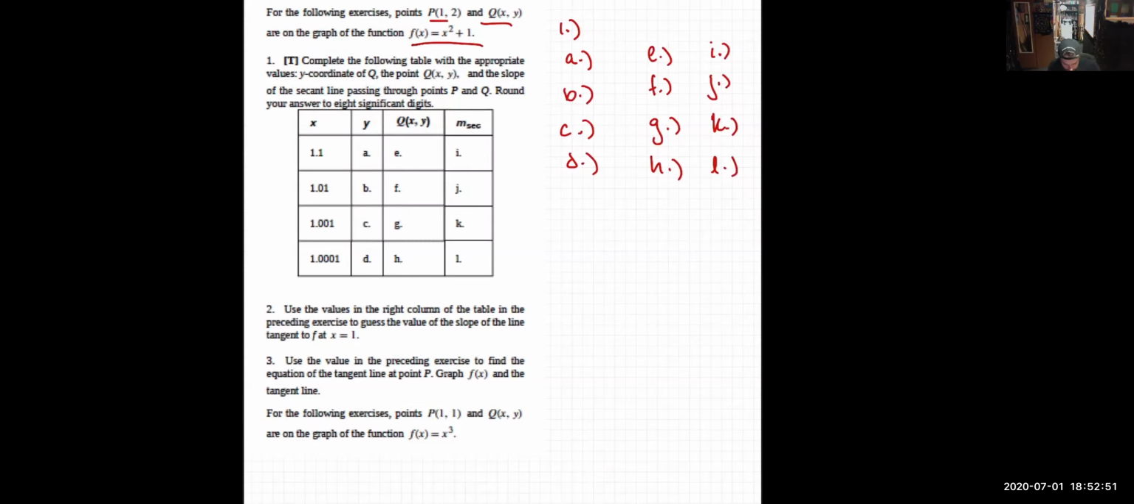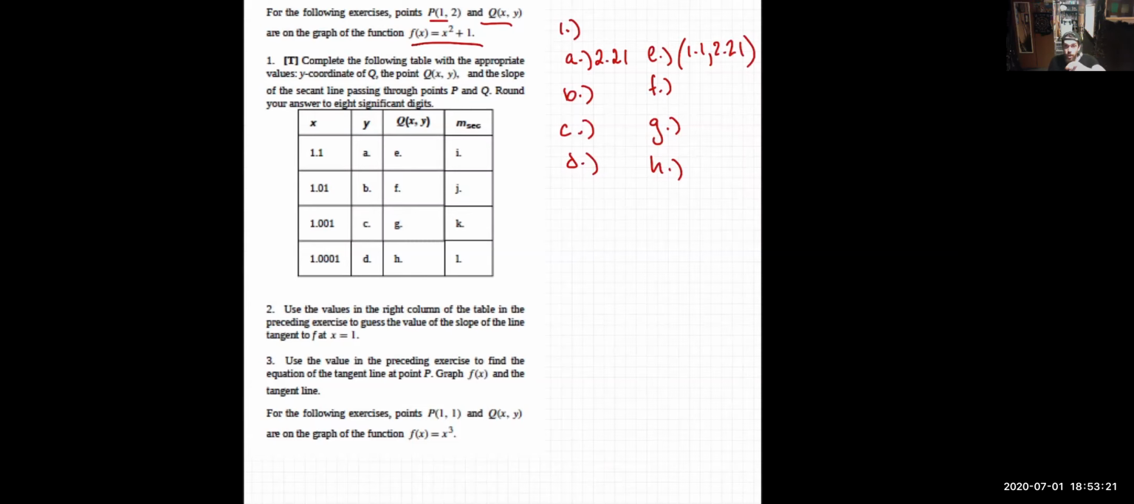Okay, so let's see. I'm going to calculate the value. First, we'll plug in 1.1, and let's see what we get for this. That is going to be 2.21. That is the y value. So the associated coordinate we have here, I'm going to space this out a little bit better. Maybe I'll write the I through K below. This is going to be the point (1.1, 2.21).